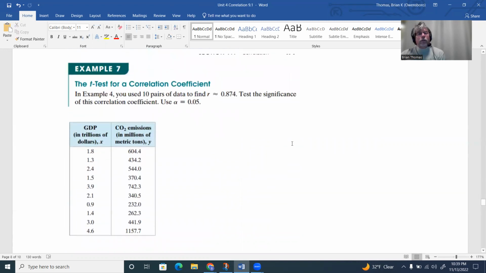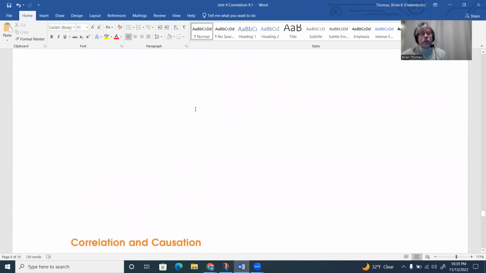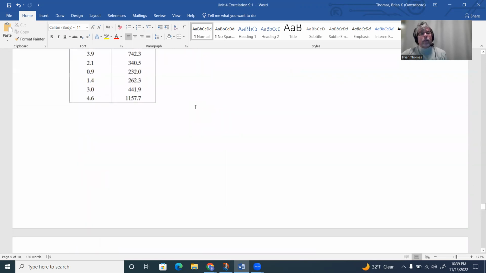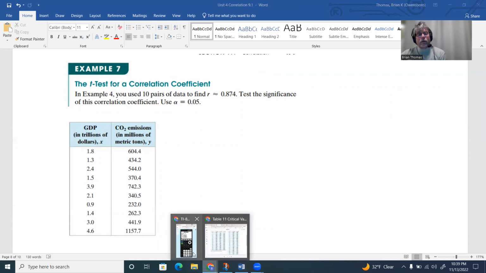So one last example. In example 4, we use 10 pairs of data to find R and test the significance of this correlation, and alpha would be 0.05. In this example, we have the GDP numbers here. Let's see if I can find that anywhere.